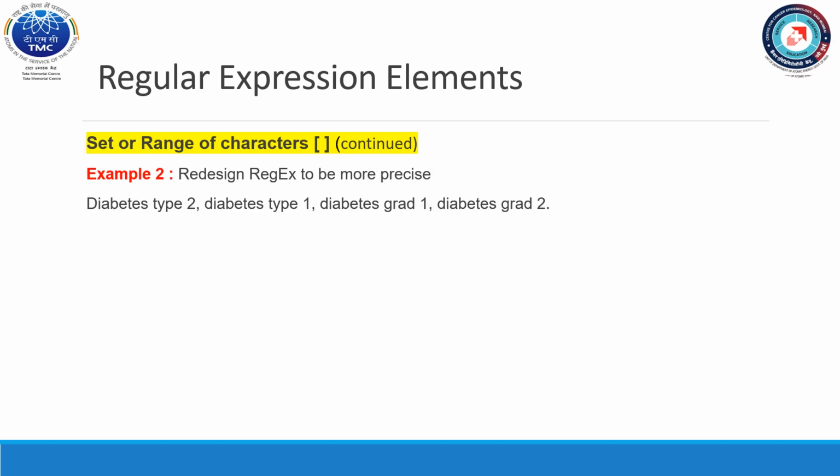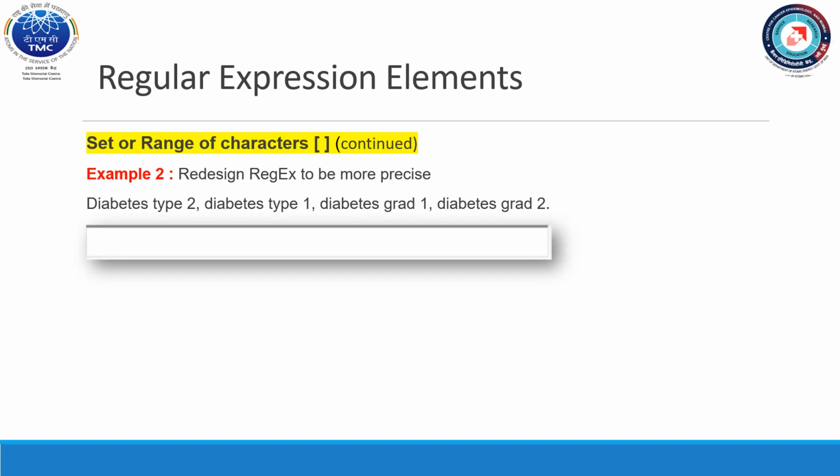Using set or range characters, you can redesign your regular expression to be more precise. Diabetes type 2, diabetes type 1, diabetes grade 1, diabetes grade 2. The regular expression diabetes\s[a-z][a-z][a-z][a-z]\s[12] would be more precise.